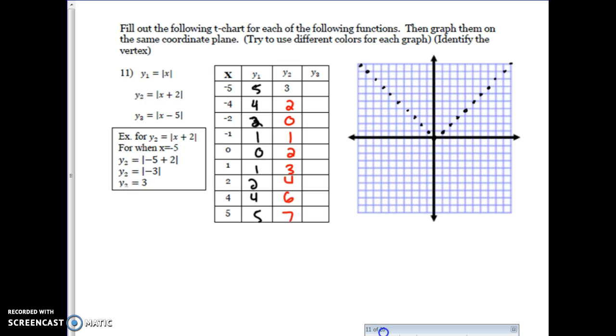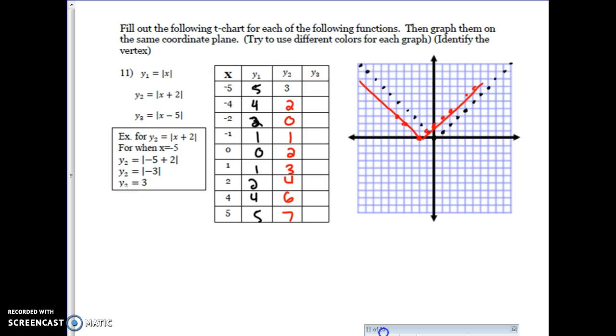So I'm going to go -5, 1, 2, 3, 4, 5, up 1, 2, 3. -4 was at 2. -2 was at 0. -1 was at 1. Then I got 0, 2, 1, 3, 2, 4, 4, 6, and then 5, 7. So my graph looks like this.